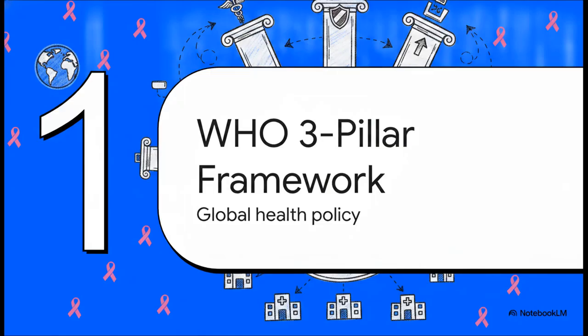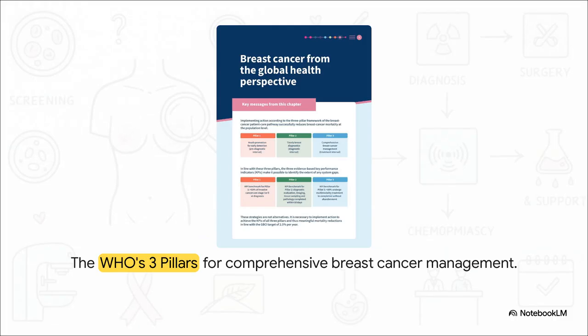All right, part 1, the WHO three-pillar framework. So the World Health Organization lays out 3 fundamental pillars for population-level survival. Pillar 1 is the pre-diagnostic interval. This is all about health promotion and early detection. Then we have Pillar 2, the diagnostic interval.